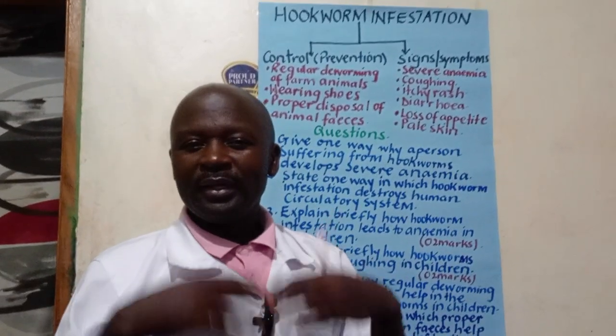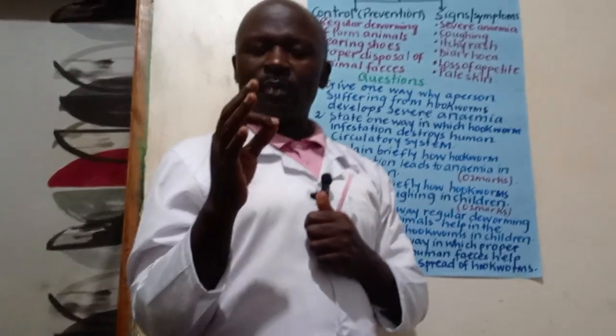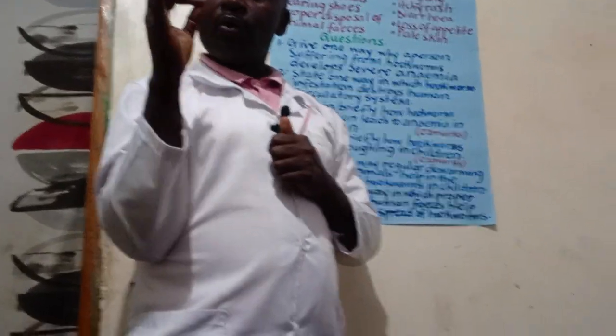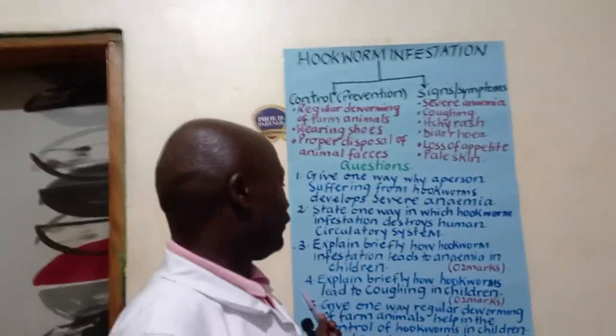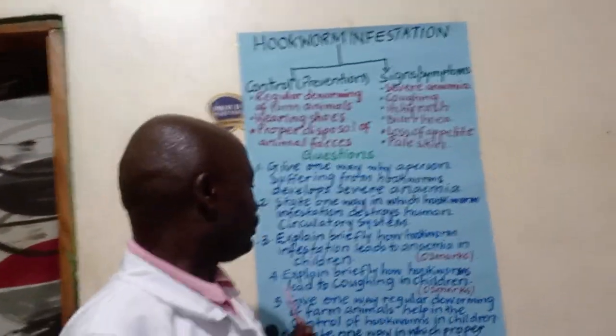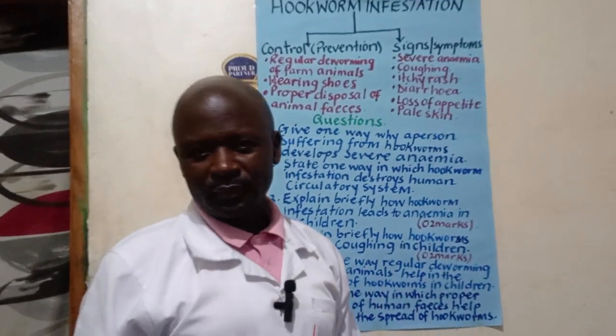And for that question, let me share with you the best way to answer it. Hookworms feed on blood, which leads to loss of blood and low hemoglobin levels. A question like that one and the answer I have stated takes 2 marks. Then question 4: explain briefly how hookworms lead to coughing in children.